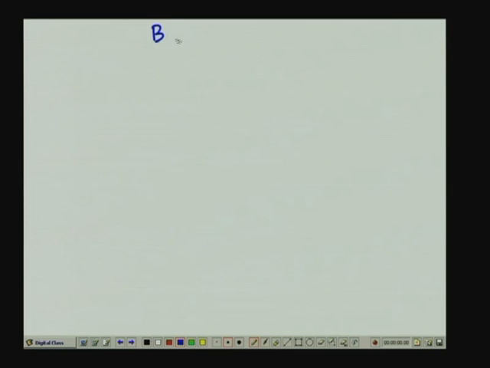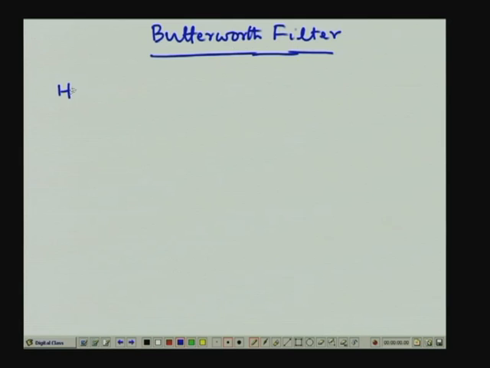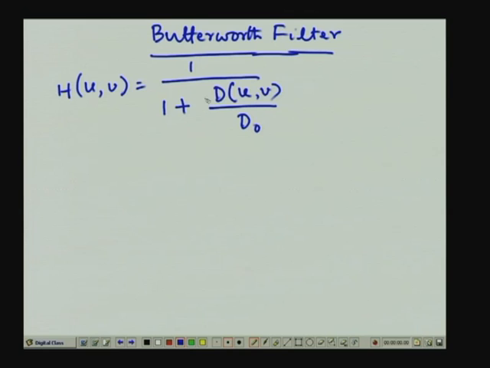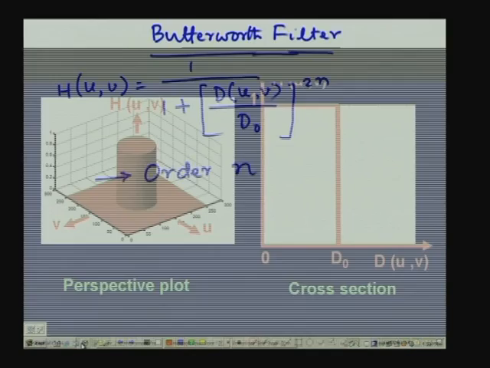So, a Butterworth low pass filter has a frequency response given by H(u,v) equal to 1 upon 1 plus (D(u,v) by D0) to the power 2n. So, this is a Butterworth filter of order n. The plot of such a Butterworth filter is shown here.